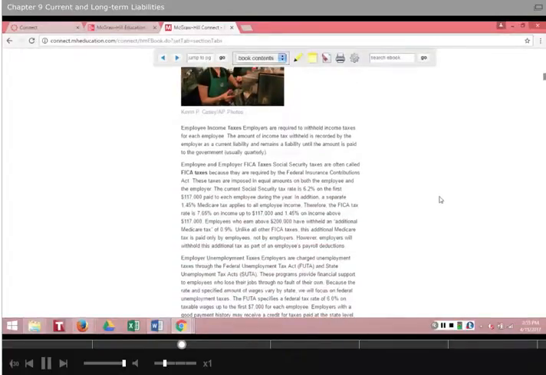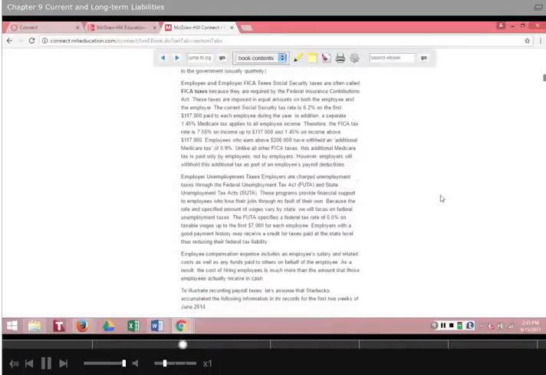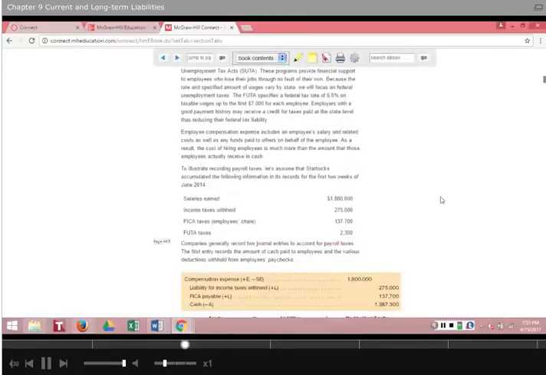They have to pay for the federal and state unemployment, and in some cases, of course, workers' comp. So recognize that there are many different obligations that deal with these payroll costs and taxes to employers.